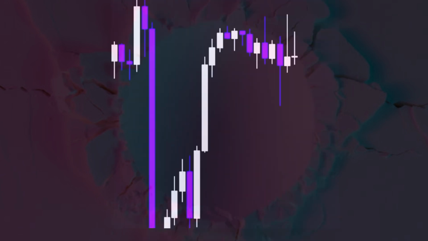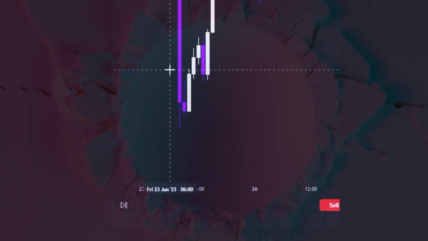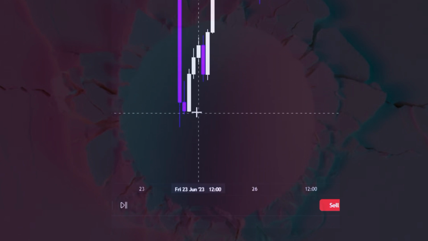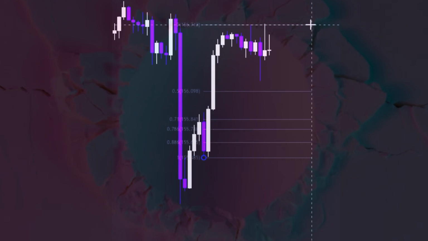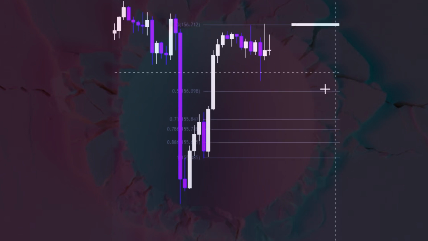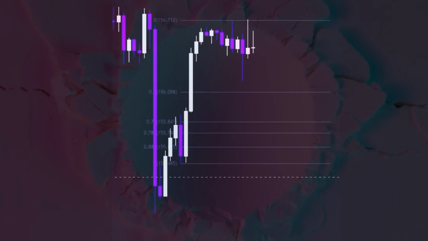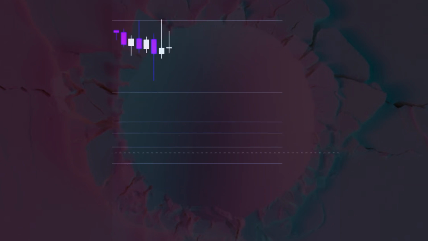To identify the discount zone in a bullish trend, you have to draw the Fibonacci retracement tool from swing low to swing high. Now the area below the 50% fib retracement level is the discount zone, where you will look for buy trade execution after confirmation like a market structure shift.